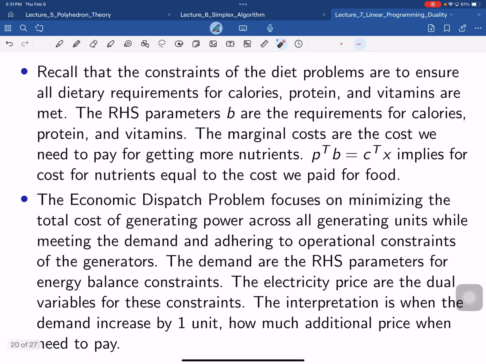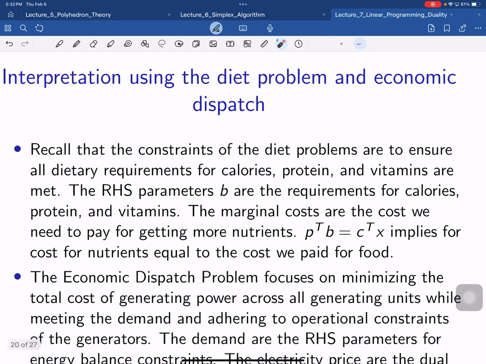Any questions here? So when we say cost paid, you're referring to how much you paid for the food, money-wise? Yeah, so the C transpose X is how much money you paid for the food. You spend the money on buying apples, bread, eggs, and so forth. And then the dual price means how much money you spend on satisfying each nutrient requirement. So then they must be equal to each other. That's just a different way of looking at that problem.